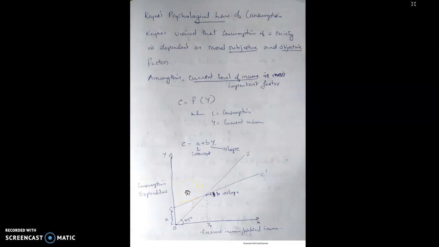So Keynes depicted it in a graph. The x-axis will measure the current income or current national income. The y-axis will measure the consumption expenditure. A very important thing is that from origin 0, we draw a 45-degree angle line, that is called OZ. That is nothing but the income. If we consume the same level of income, that means consumption is equal to Y, then we'll have a consumption curve like that of OZ.